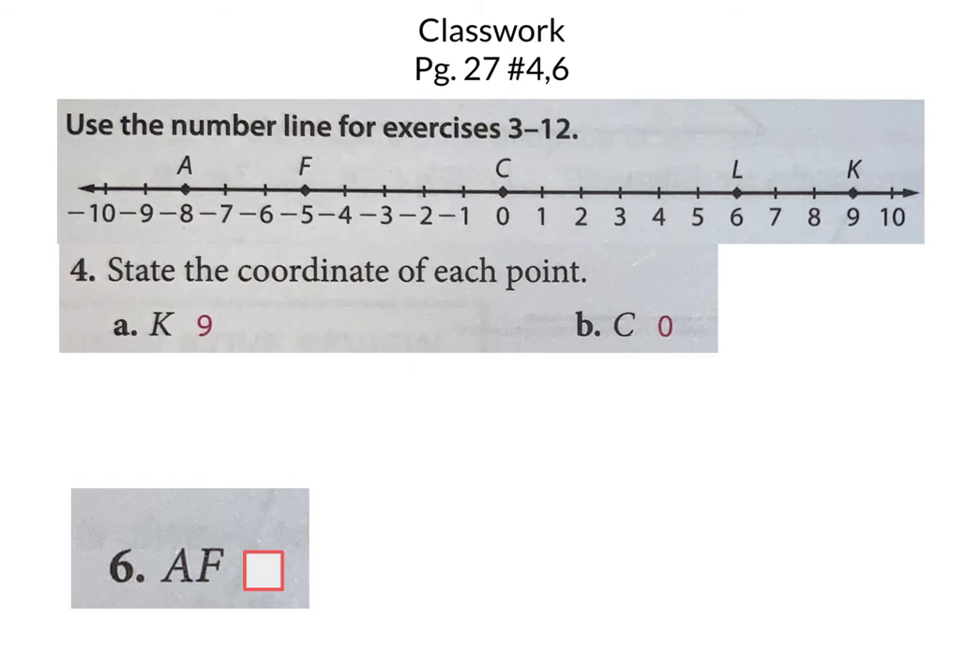For A to F, you should have done the absolute value of A minus F. Right? And then -8 minus a -5 is -3. So the absolute value there would be 3.